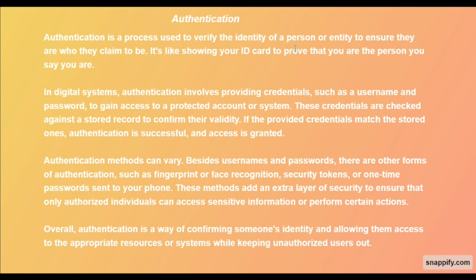Authentication methods can vary. Besides username and password, there are other forms of authentication such as fingerprint, face recognition, security tokens, or a one-time password sent to your phone. These methods add an extra layer of security to ensure that only authorized individuals can access information or perform certain actions. In Django, we have security tokens like JWT token and token authentication, and we can also implement one-time password authentication in Django using an external library and Python OTP.